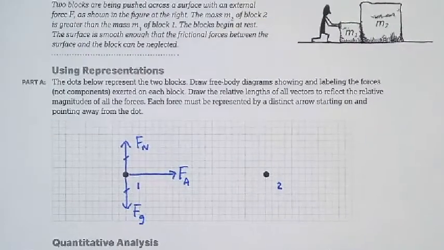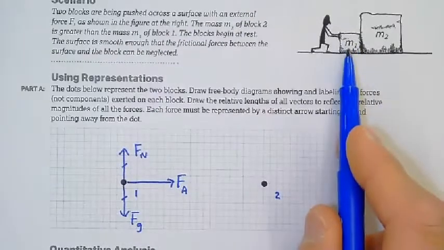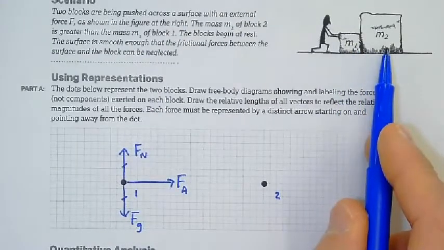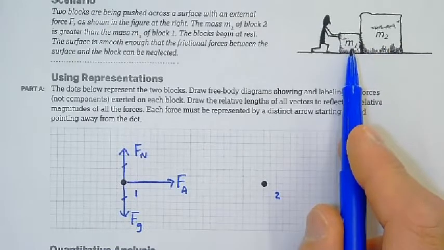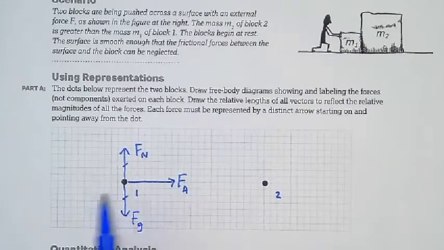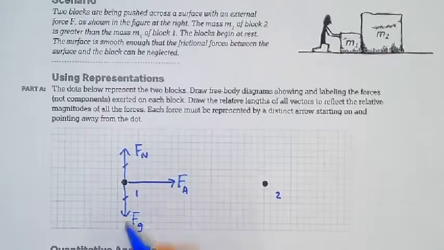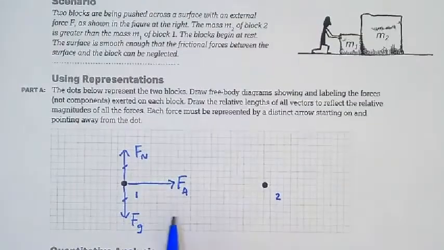Now, here is the tricky part. Newton's third law says that when block 1 pushes on block 2, which it has to, then block 2 has to push back on block 1. So there's one more force I need to add here. This is going to be block 2 pushing backwards on block 1. That's going to be a reaction force. Okay? So if 1 pushes on 2, 2 pushes back on 1.